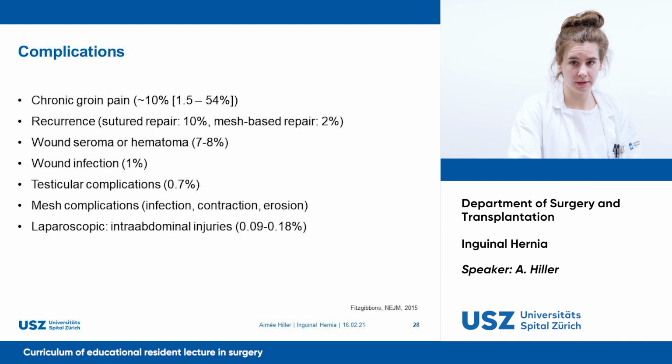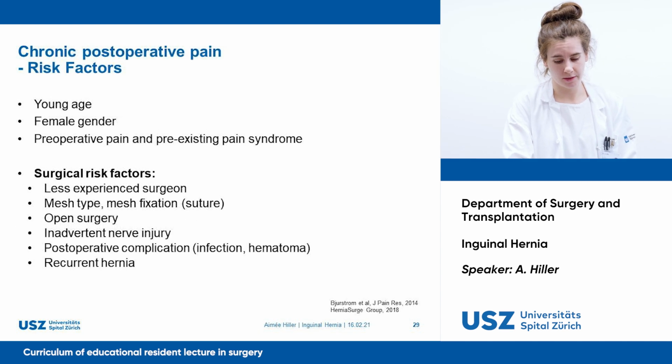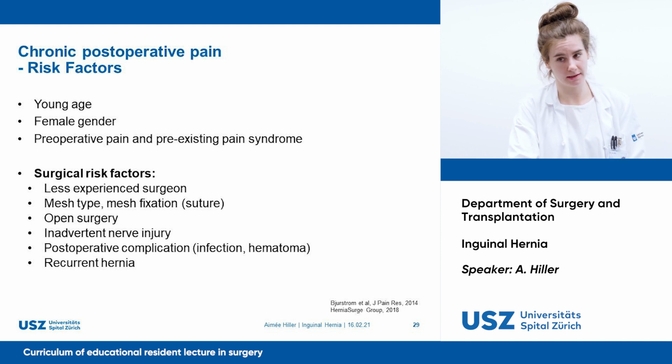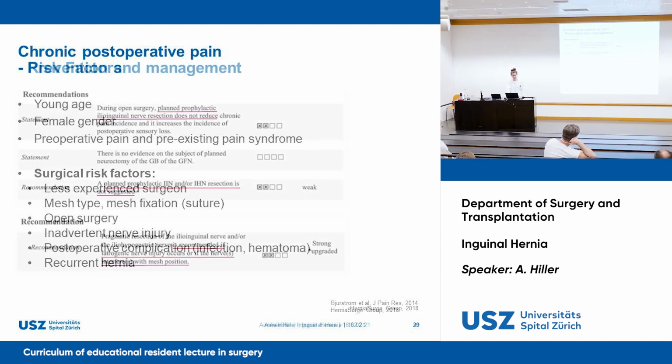And then, in general, there is a low complication rate overall, but some of them are debilitating, like chronic pain with 10%, and also the recurrence rate, which is higher with the suture repair than with the mesh-based repair. And all the other complications are rare. Risk factors for chronic postoperative pain are young age, female gender, preoperative pain, and pre-existing pain syndrome. And of course, there are surgical risk factors like less experienced surgeon, mesh type, open surgery, etc.